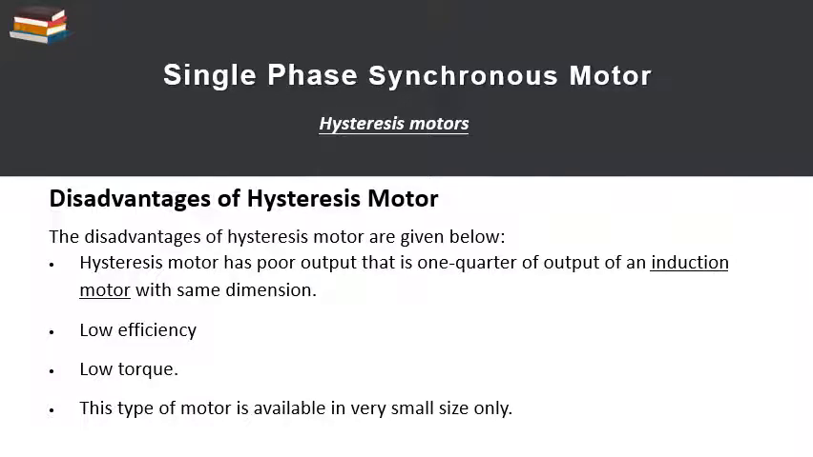Disadvantages of hysteresis motor. The drawbacks of hysteresis motors are: hysteresis motor has poor output, that is 1/4 of the output of an induction motor with the same dimension. Its efficiency is low and the torque production is also low. This type of motor is available in very small size only. It is not applicable for large rating or large size. So these are some drawbacks of hysteresis motor.